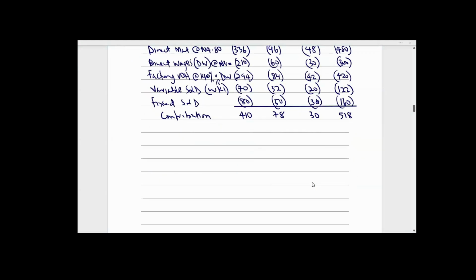Now that we have our contribution, from this contribution, you are supposed to less fixed cost to get the profits. Therefore, there's no need for you to say period cost like you normally do under the operating statement using the marginal costing approach, where immediately after contribution you less period cost. But in this case, no need for all those categorization. So just come here and say fixed overhead.